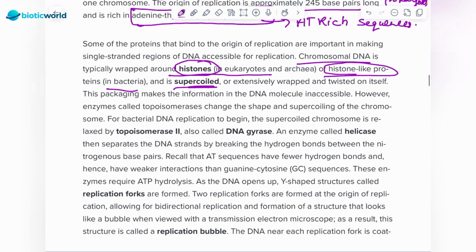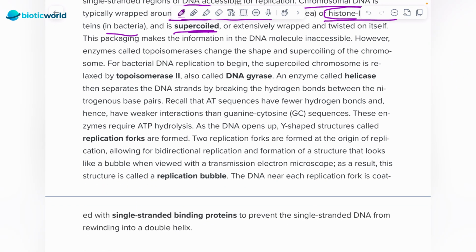However, enzymes called topoisomerases change the shape and supercoiling of the chromosome. You should note down the first function of topoisomerase in DNA replication. So what topoisomerase does, it changes the shape and supercoiling of the chromosome. For bacterial DNA replication to begin, the supercoiled chromosome is relaxed by topoisomerase 2, also called DNA gyrase.